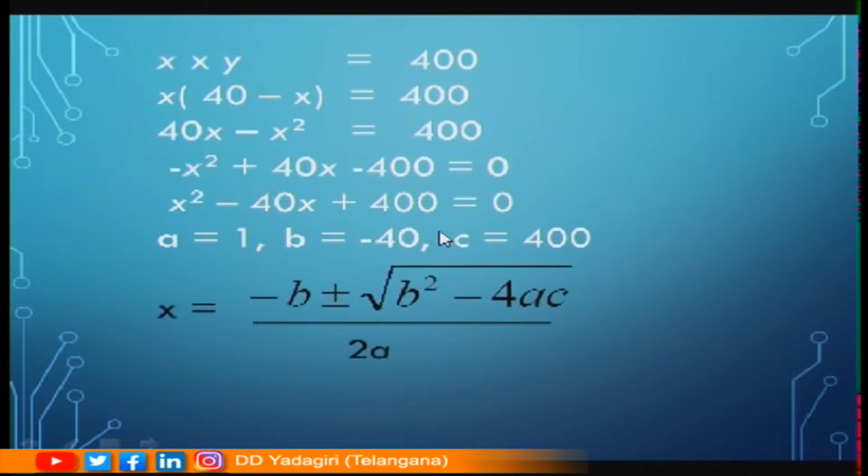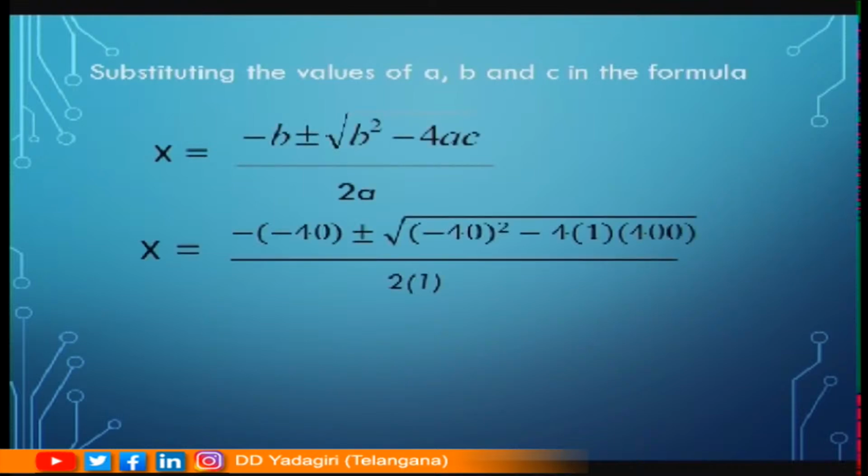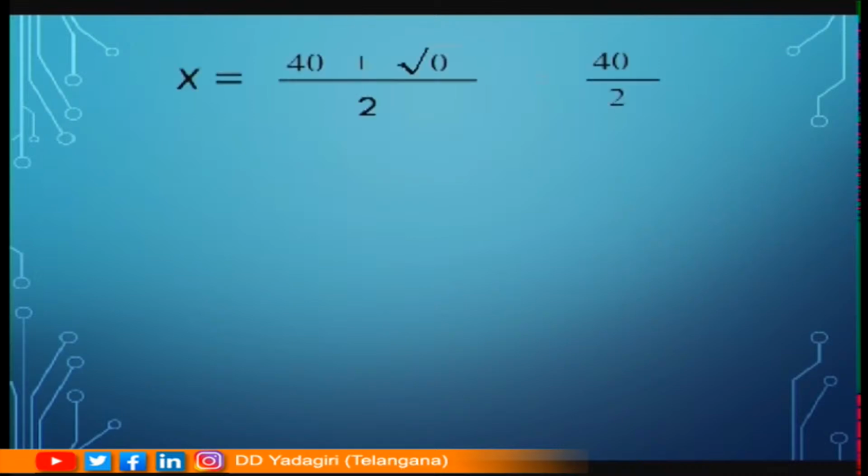Substituting in the quadratic formula, minus b plus or minus under root b square minus 4ac by 2a, I get x is equal to minus of minus 40 plus or minus under root minus 40 whole square minus 4 into 1 into 400 by 2 into 1. So, I get x as 40 plus or minus under root 1600 minus 1600, and we all know 1600 minus 1600 is 0. So, I get 40 plus or minus under root 0 by 2, which is 40 by 2, and 40 by 2 is 20 meters. So, I get my x value as 20 meters.